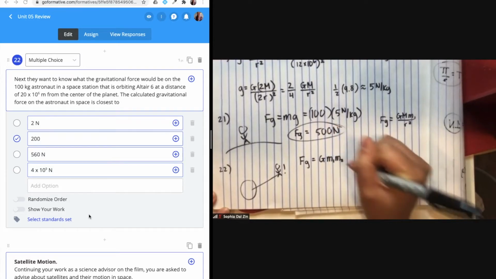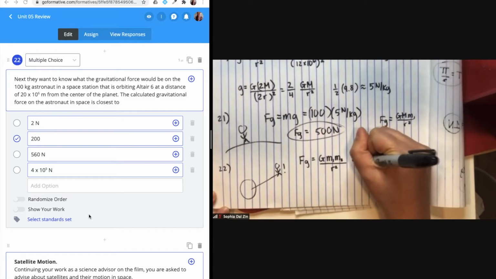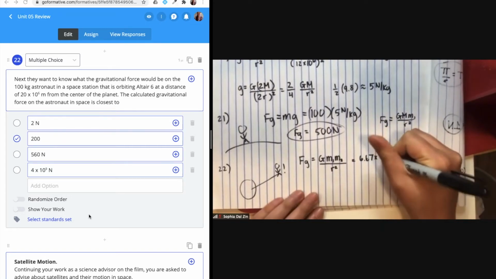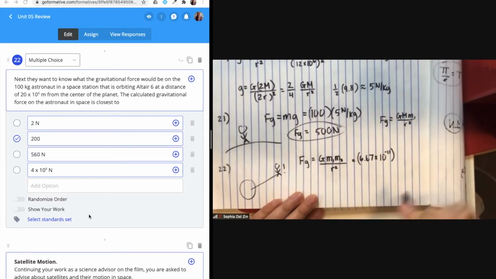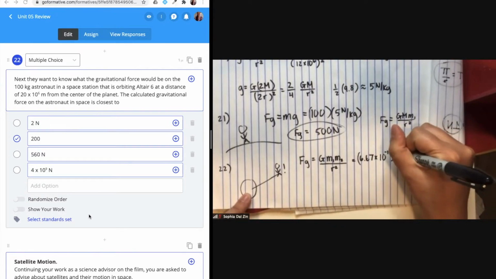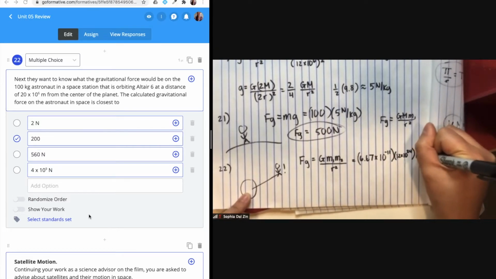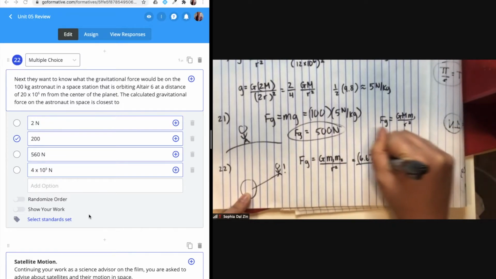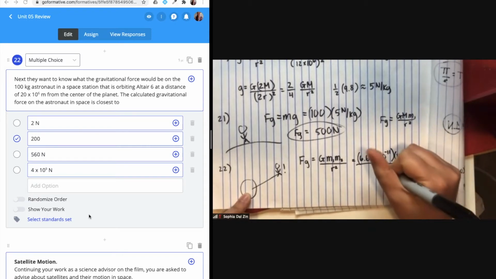And this one you are going to need to put into your calculator. Substitute in your 6.67 times 10 to the negative 11. That will always be your value for G. M1 is the mass of the planet. So that's 12 times 10 to the 24. M2 is your astronaut. That's 100. The radius is your 20 times 10 to the 6th.